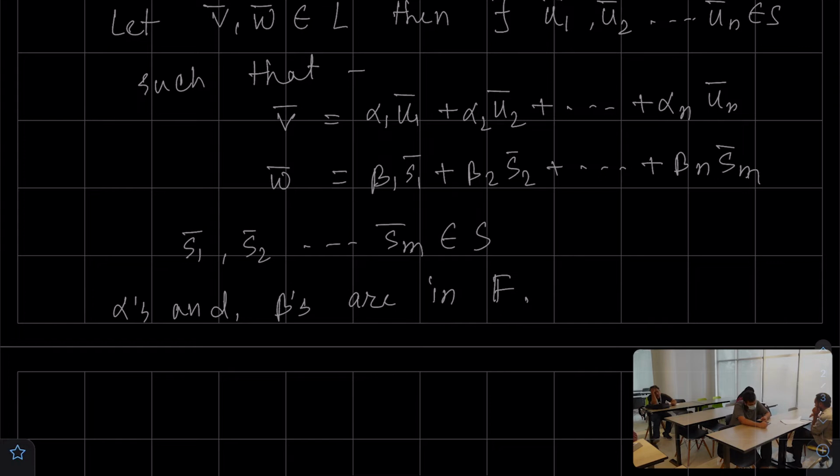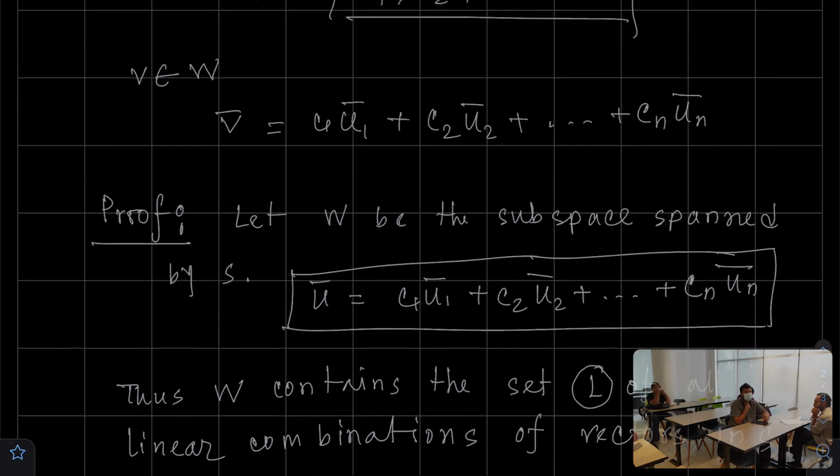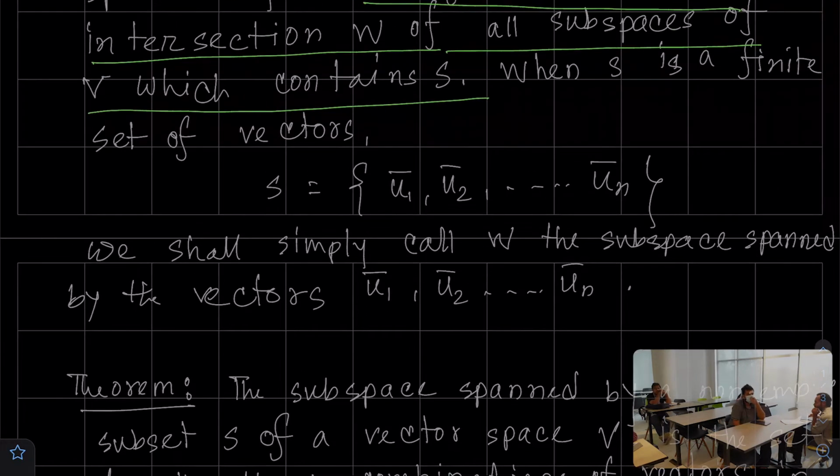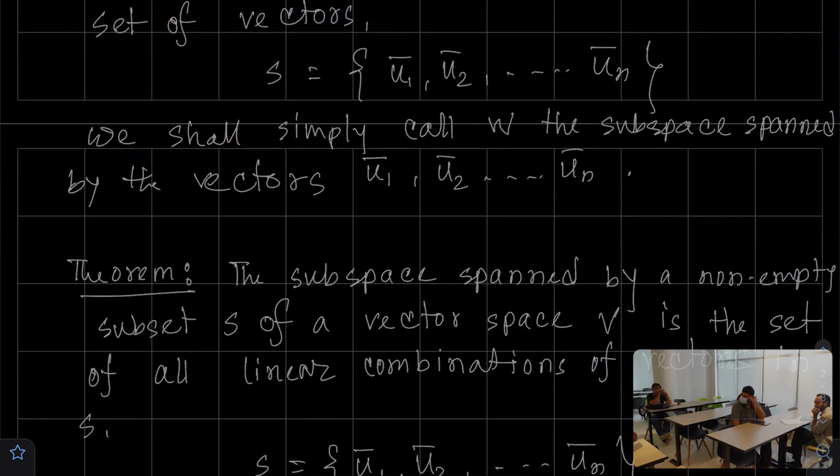You see, my reservation is the following. For this span, you don't need the set S to be finite actually. But when you have S to be a finite set, then you say that these subspaces are spanned by those n many vectors. That is the notion of when you want to say that your vector subspace is spanned by finitely many vectors, then your set S needs to be a finite set.